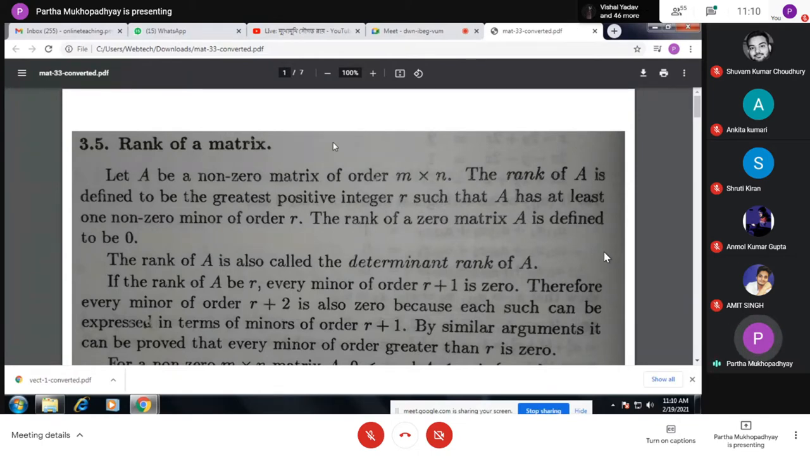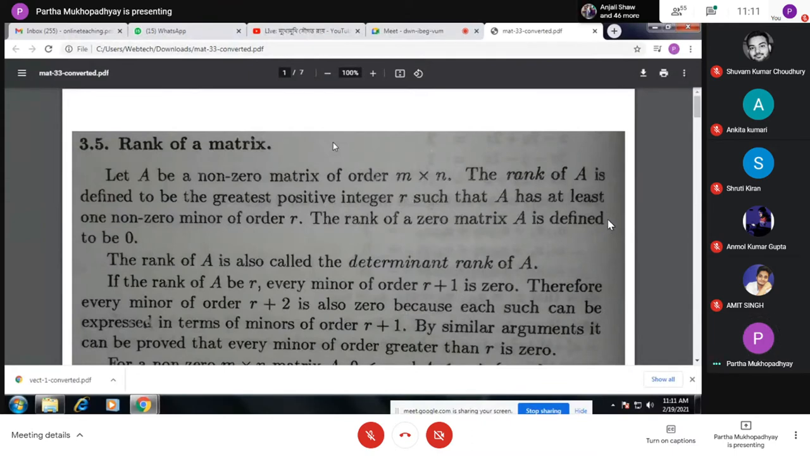So for any matrix A, not necessarily square, it can be a rectangular matrix of order M cross N, M rows, N columns, M may not be equal to N. Suppose A is one such rectangular matrix, the rank of A is defined to be the greatest positive integer R such that A has at least one non-zero minor of order R. Now remember, minors are always defined to be square. A minor cannot be rectangular. So there should be at least one order R minor which is not equal to zero.